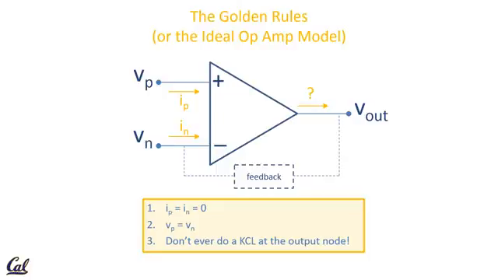Okay, first one, the first rule is pretty easy to understand. So if I have this input resistance we've talked about many times now, and I tell you that this goes to infinity, what's input resistance of infinity? It's infinite. It's like an open circuit. So what current's going to go through an open circuit? Zero current. Exactly. Zero current.